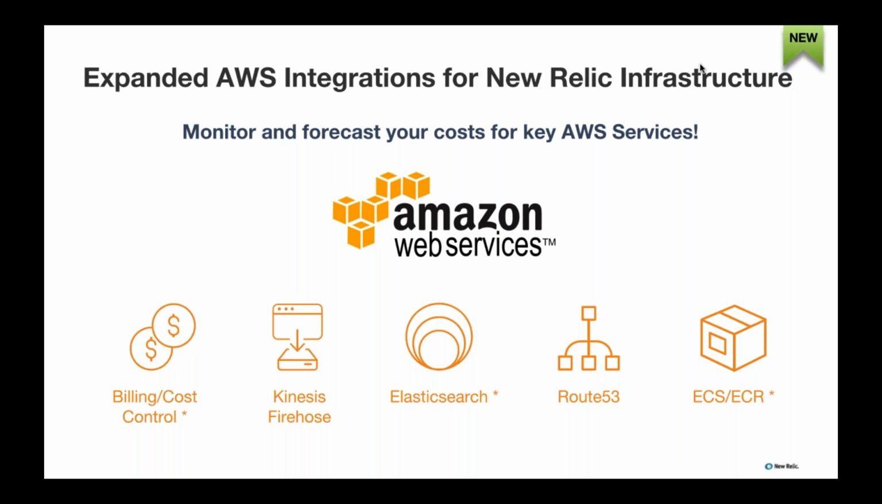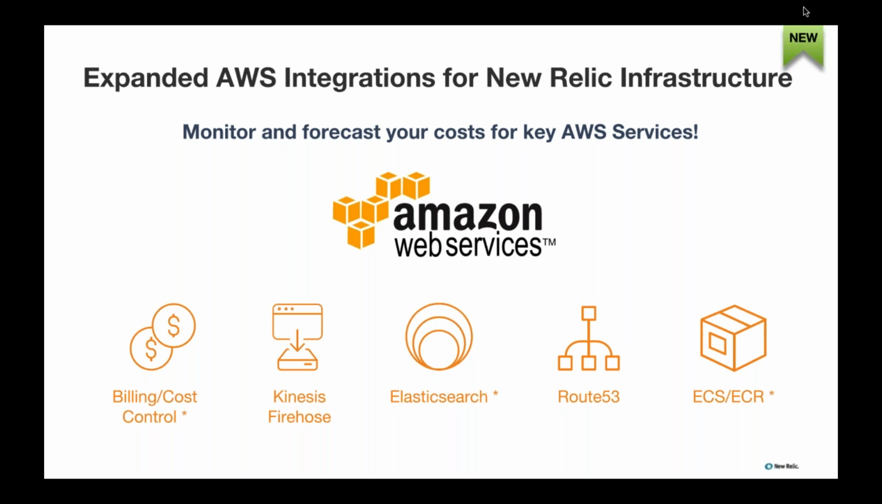Then we put together an integration with Route 53, which is a managed DNS service from AWS. That integration helps you monitor how your different DNS configurations are working and the health checks that you can configure against those DNS services, as well as some key metrics like the SSL handshake time, or the time to first byte.